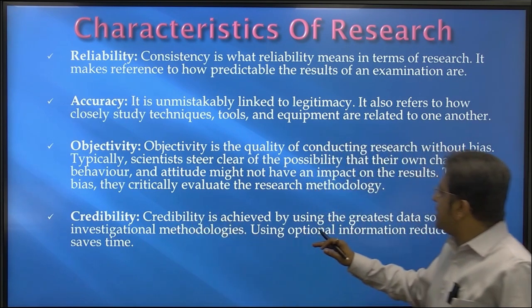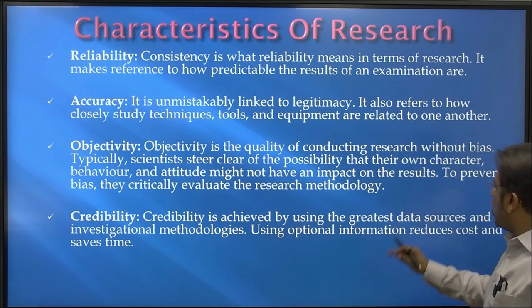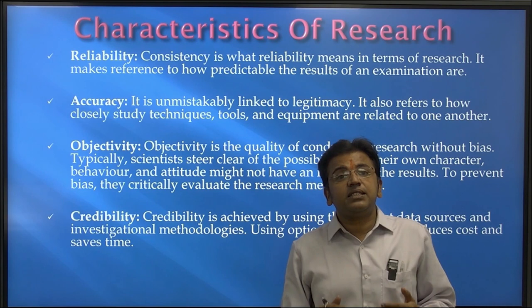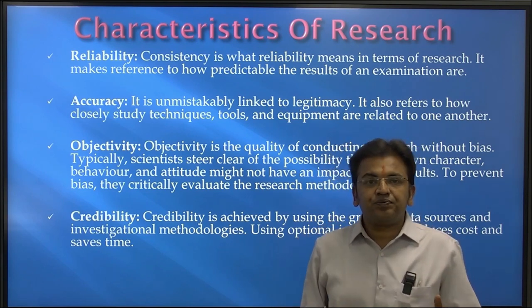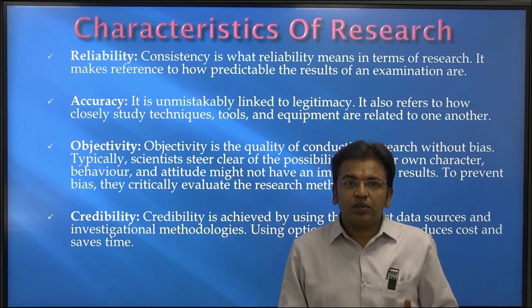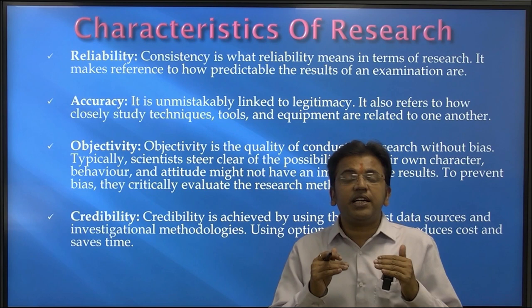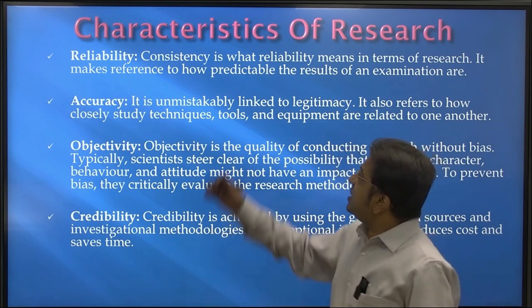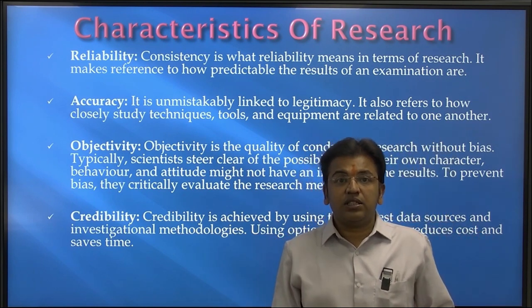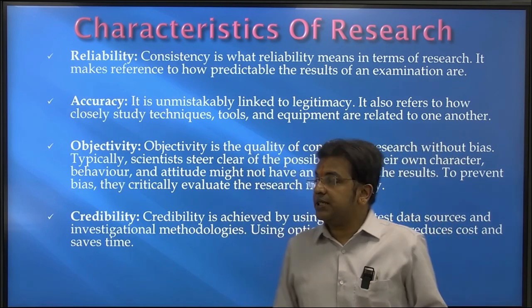Credibility. Credibility is achieved by using the best data sources and investigational methodologies, using optional information, reducing cost, and saving time. The credibility of the work depends upon the time at which data has been collected and the analysis has been made. When your data is up to date, the credibility of your work increases. So these are the four characteristics which a researcher should adopt while conducting research: the first is reliability, second is accuracy, third is objectivity, and fourth is credibility.